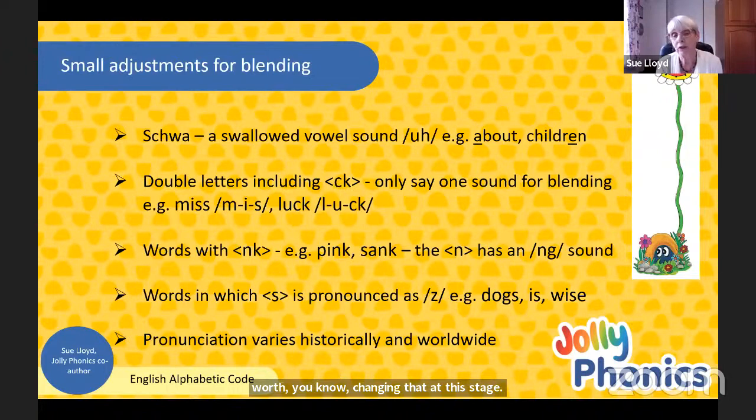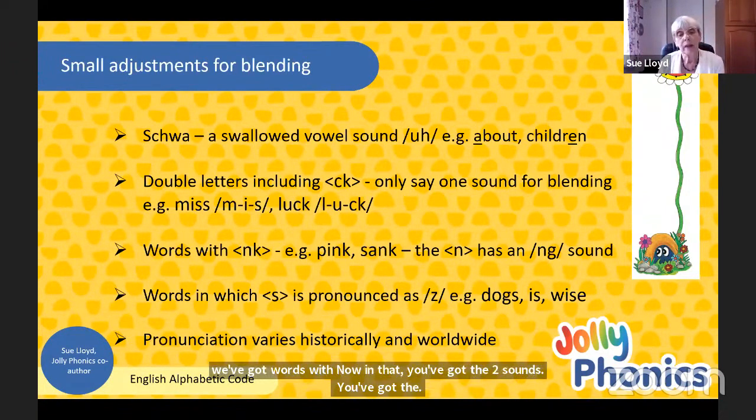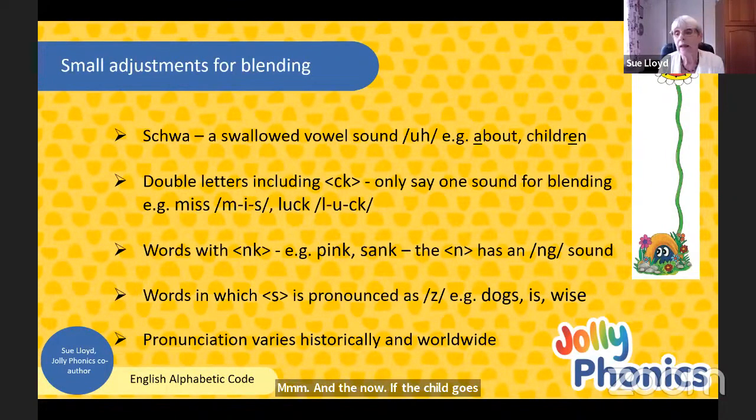So it's children. We don't say chil-dren, we go children. It's a bit of a lazy swallow, I think, to some extent from the past, but that's how it is. And that's how we have to adjust to the code. When we come to double letters, I've mentioned before, the children have to be taught to say only one sound. So if they're doing miss here, m-i-s, miss, not m-i-s-s. So it's a fairly simple one, and they take to that quite easily. Then we've got words with nk. Now in that nk, you've got the two sounds. You've got the n and the k. Now, if the child goes p-i-nk, it's close enough. They will often be able to just get that pink.